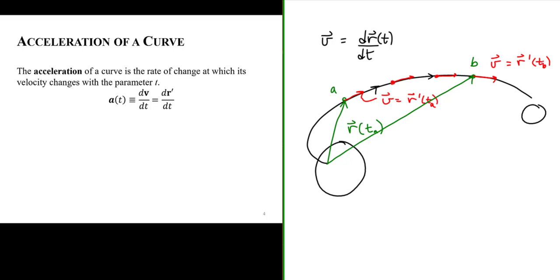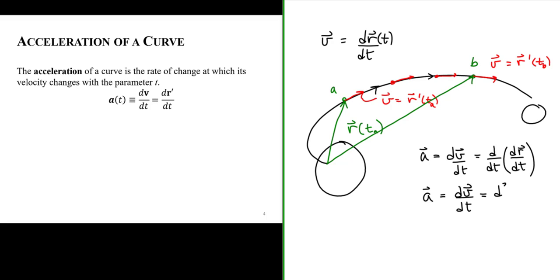Now, how fast the velocity vector changes brings us to the acceleration of a curve. The acceleration of a curve is the rate of change at which its velocity changes with respect to the parameter t. So that's just simply equal to the derivative of velocity with respect to time. And remember, velocity is the derivative of position with respect to our parameter t, or time, which means that the acceleration vector is just the second derivative with respect to our parameter t of position.